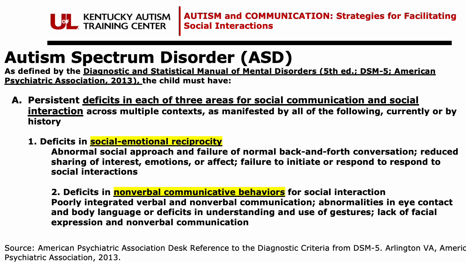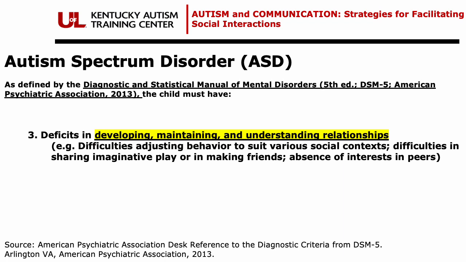Second, nonverbal communication is impacted. Lack of eye contact, deficits in understanding and use of gestures, along with a lack of facial expressions and/or nonverbal communication, are also observed. The DSM-5 also points out deficits in developing, maintaining, and understanding relationships, and difficulties with play behaviors, including imaginative play and making friends. The absence of an interest in peers is another characteristic that may be observed.